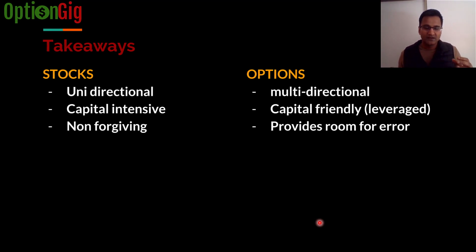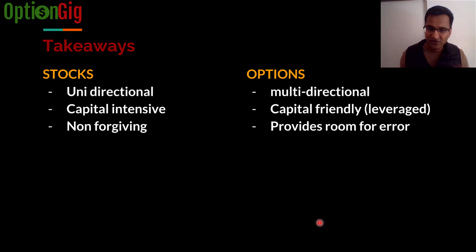Let's summarize everything. Takeaways: stocks are unidirectional. You can either make a bullish trade or a bearish trade. With options, you can have a multi-directional trade, or in some cases, you can do neutral trades. I generally do neutral trades. I don't know where the market's going to go, so most of the time I play neutral trades. Stocks are capital intensive. They consume a lot of capital, and hence your return on investment is muted because of the huge capital requirement. Options are capital friendly because they are leverage instruments. But please remember, leverage can cut both ways, so you have to be careful. If carefully used, this leverage can enhance your return on investment multifold.